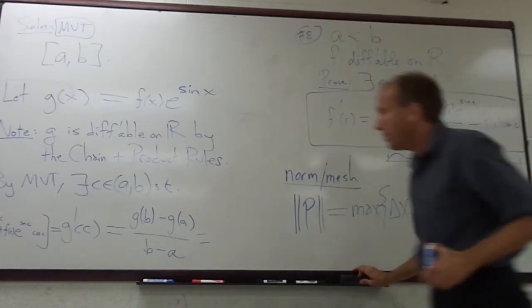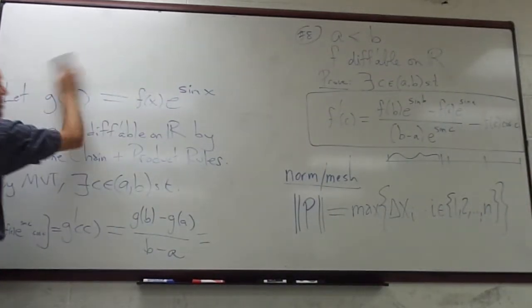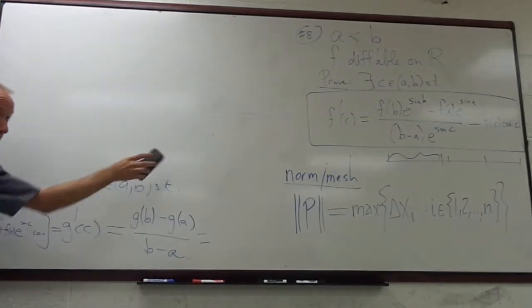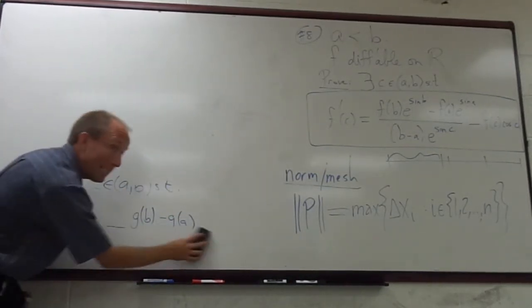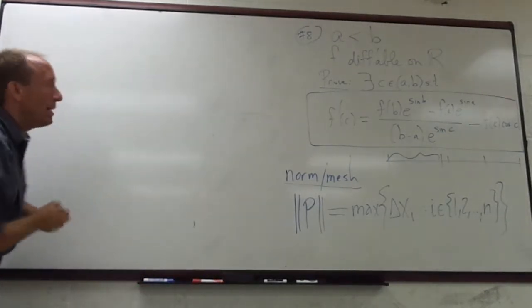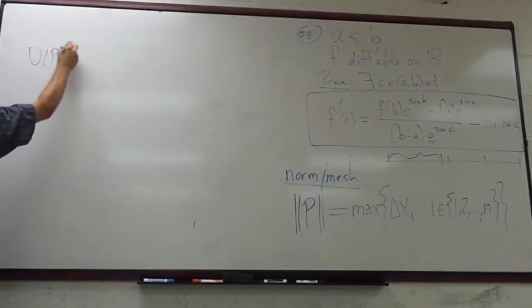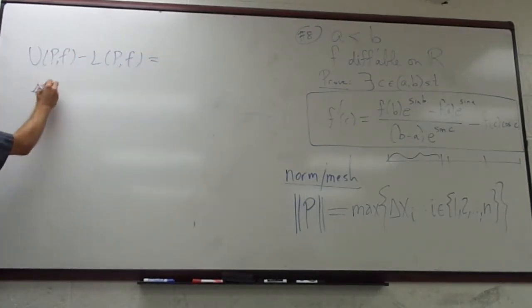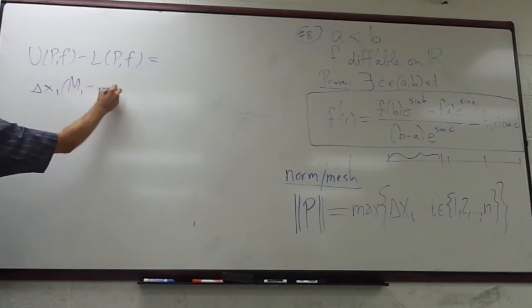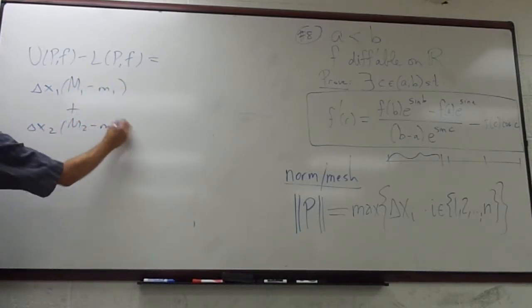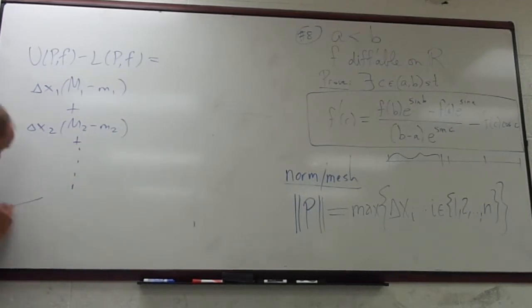The reason that that can be kind of handy, let me just show you really quickly here. You don't need to worry about the mesh or the norm if you're using the P sub n partition, which I keep promoting. But see, if you're doing UPF minus LPF, so you're doing delta x1 times big M1 minus little m1 plus delta x2 times, and so on. You're adding all of these together, and you want it to be less than epsilon eventually.